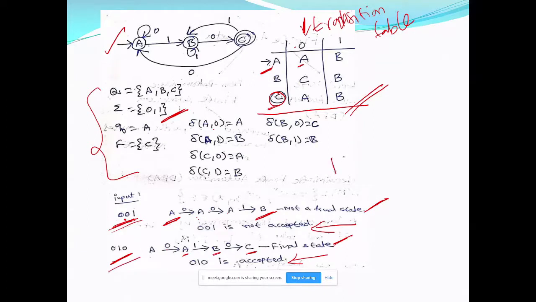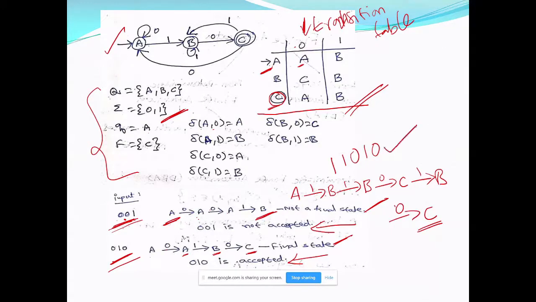Now let me go for 1, 1, 0, 1, 0. Then what happens? I have to start in A, then A on 1 goes to B, B on 1 goes to B, B on 0 goes to C, C on 1 goes to B, and B on 0 goes to C. And this is a final state. Hence, this input string is accepted. Like this, you can process an input string of any length.